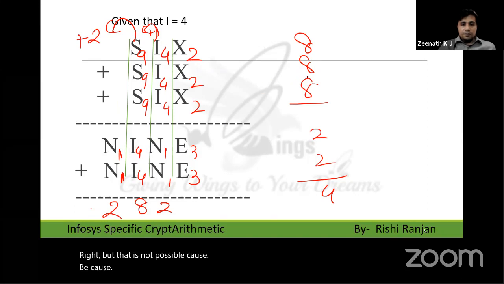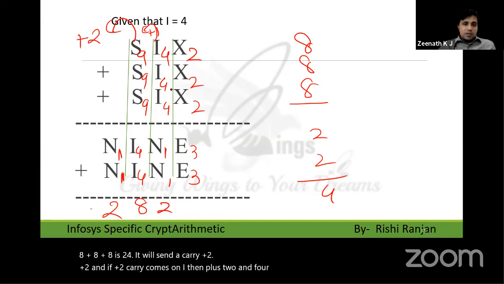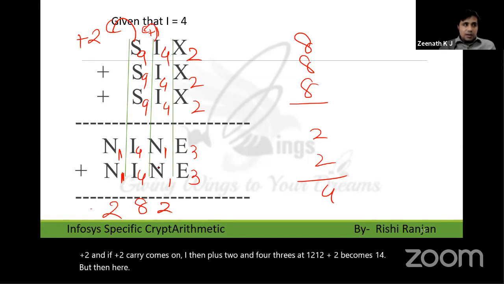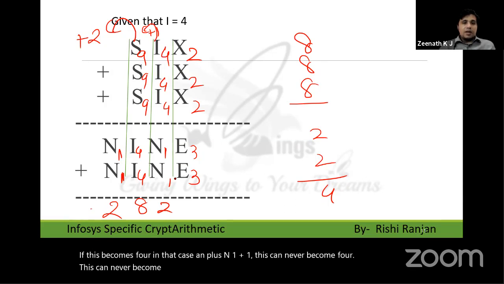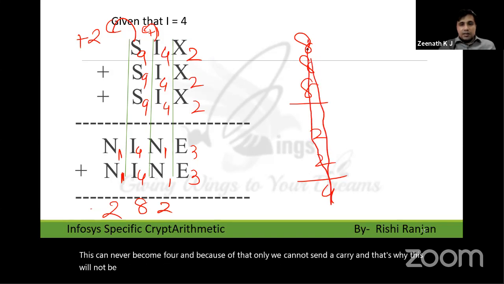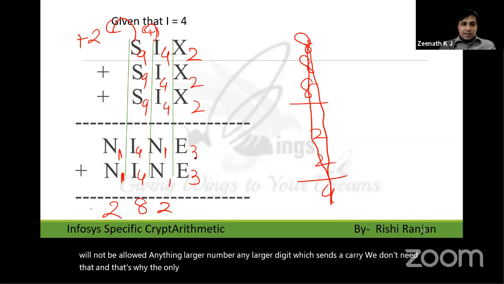because if 8 plus 8 plus 8 is 24, it will send a carry of 2. And if a carry of 2 comes on the threes, then 4 threes are 12, 12 plus 2 becomes 14. But then here, this becomes 4. In that case, n plus n, 1 plus 1, can never become 4. And because of that only, we cannot send a carry, and that's why this will not be allowed. Any larger digit which sends a carry, we don't need that. And that's why the only possibility is 2 plus 2 plus 2 is 6, 3 plus 3 is 6. Got it. That's the answer.